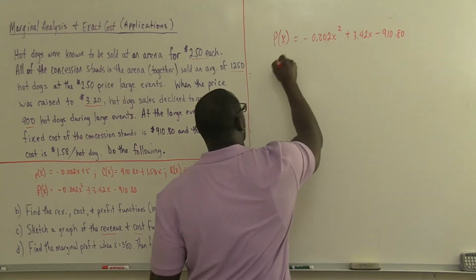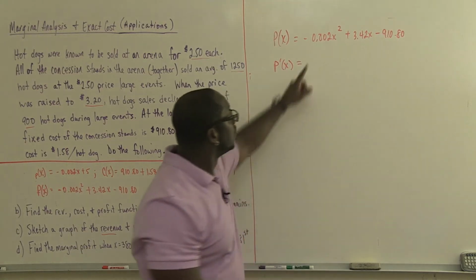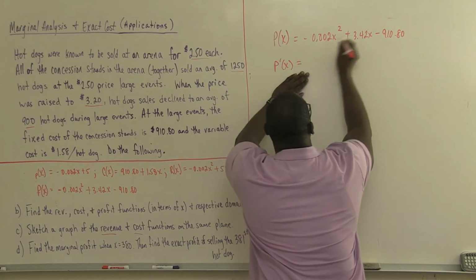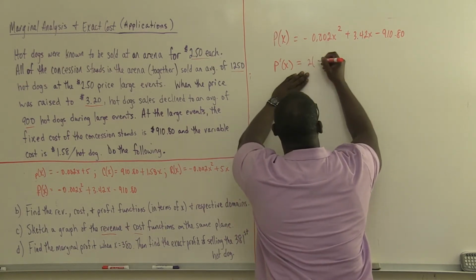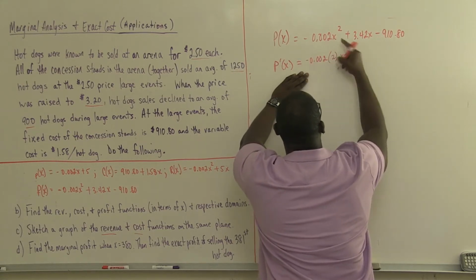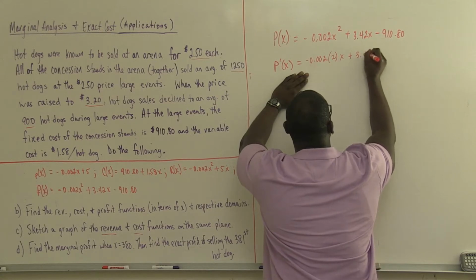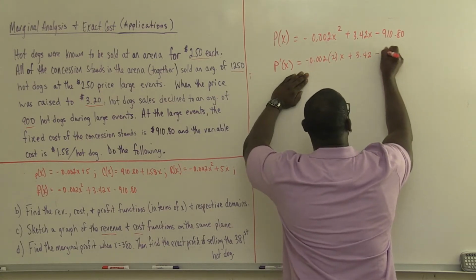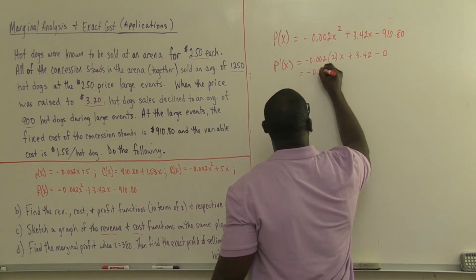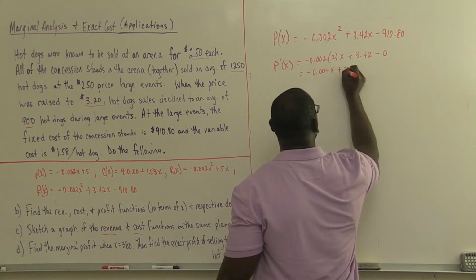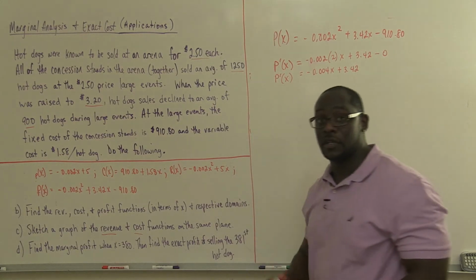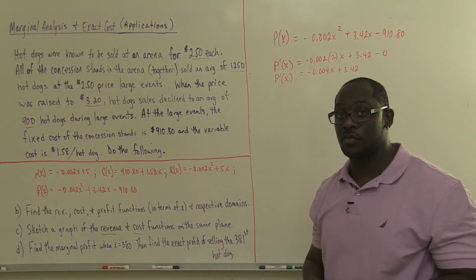And so our marginal profit would end up being just what the derivative of this is. Okay? So if we do that, we would say negative 0.002 times 2x for the first one, and then plus 3.42 for the second one, minus 0. We take the derivatives of those. And so this is what our marginal profit equation would be.